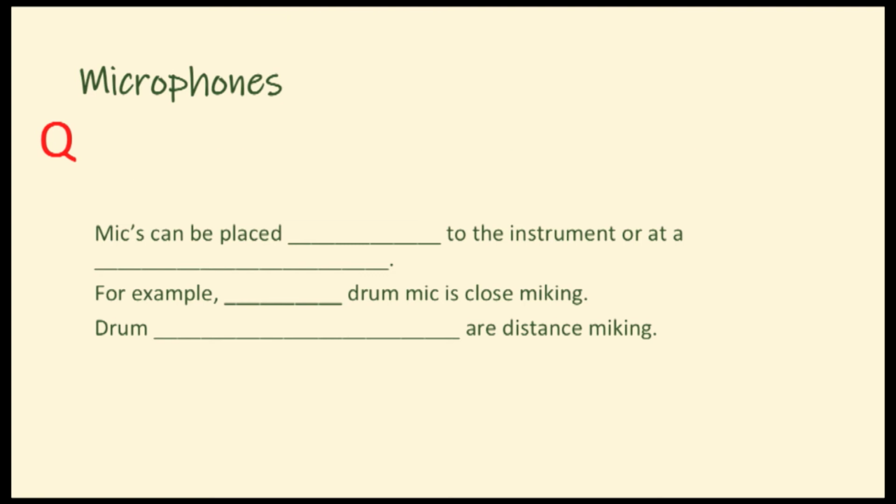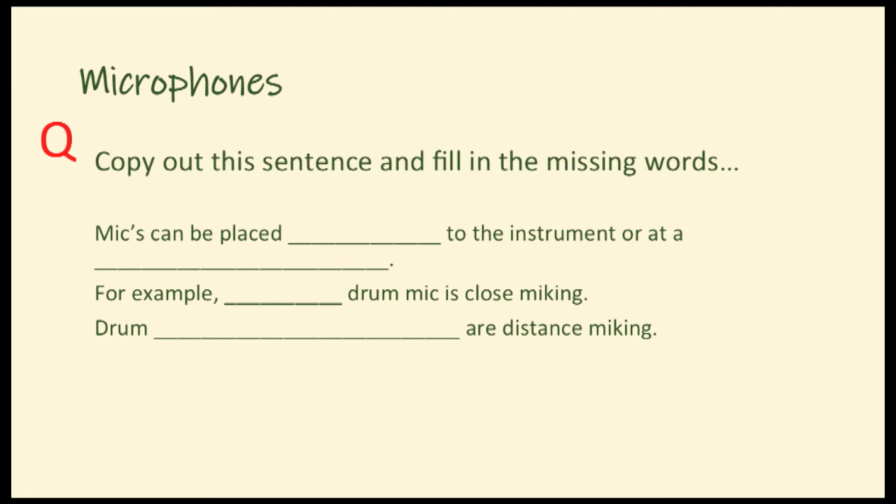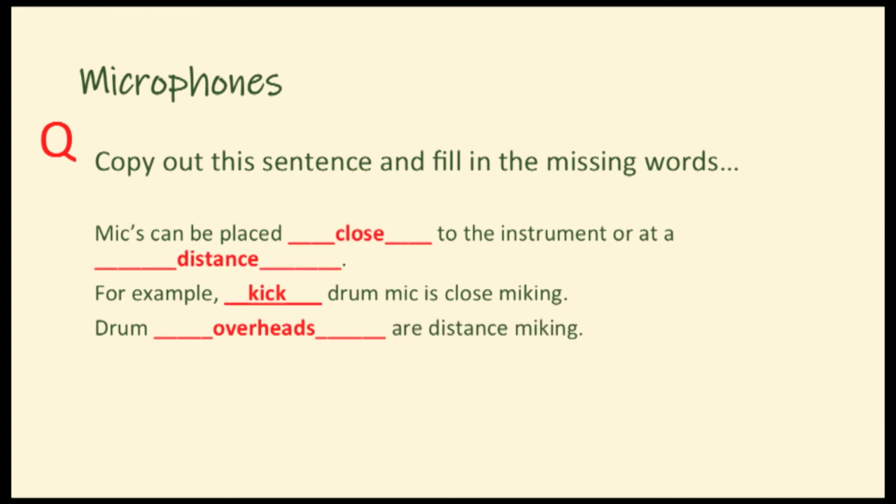Okay, on your paper, can you copy out the following sentence and fill in the missing words? Mics can be placed blank to the instrument or at a blank. For example, blank drum mic is close miking. Drum blank are distance miking. Pause the video while you answer. And the answers are: mics can be placed close to the instruments or at a distance. For example, kick drum mic is close miking, drum overheads are distance miking.